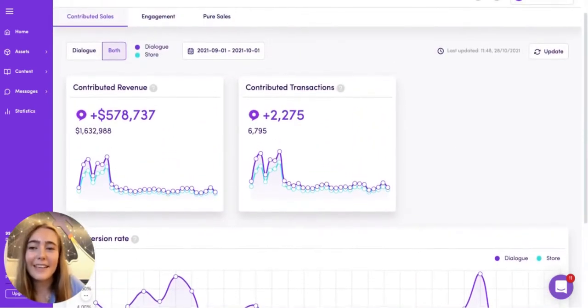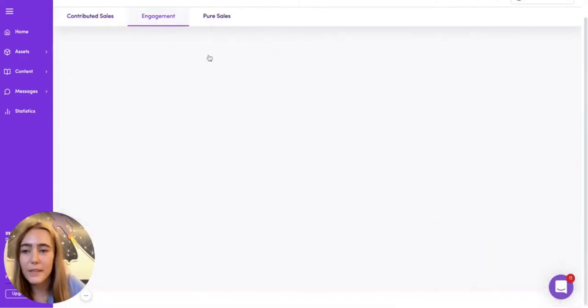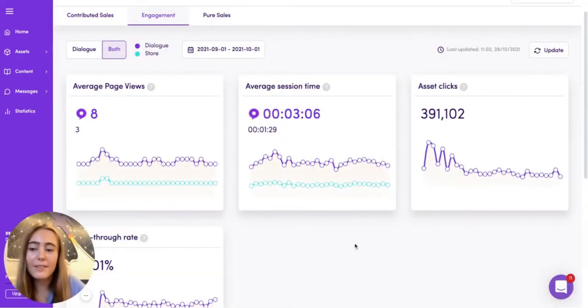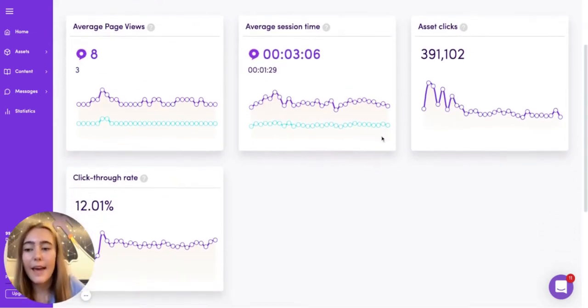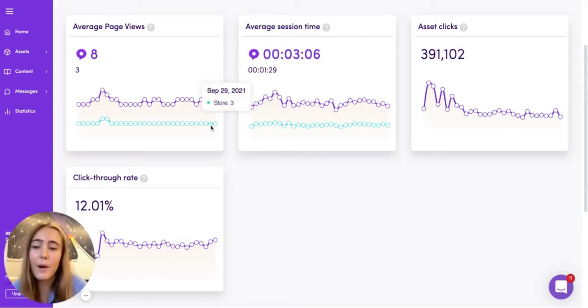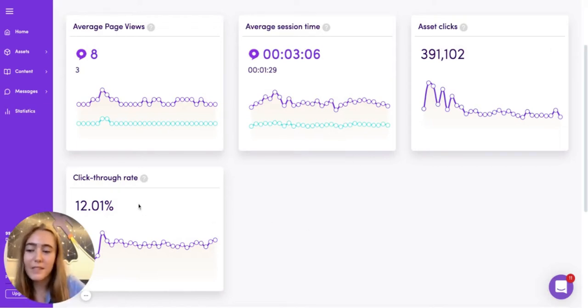Okay, moving on to the second tab, we have the engagement. Here is a really interesting page. You'll find all the statistics about the engagement with your assets, for example average page views, average session time, asset clicks, and click-through rate, CTR. In these two, you have an option to see how it usually is on your website without the dialogue users. Asset clicks and CTR are specifically for the asset itself.